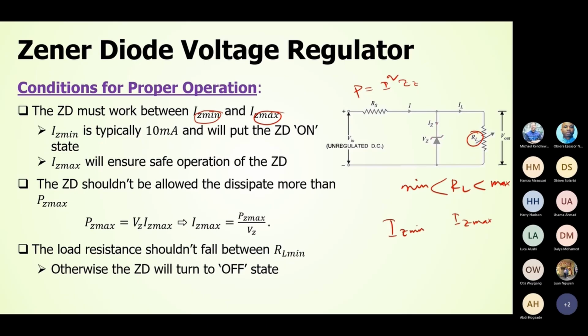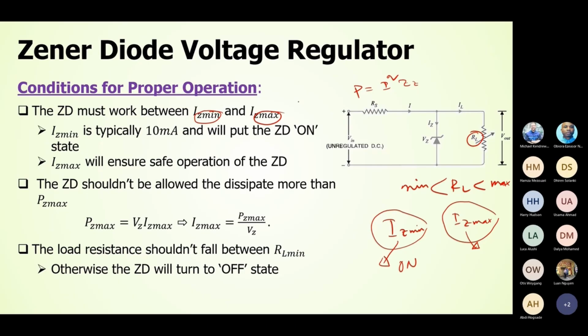So now, if you keep increasing the Zener current, then what will happen? The heat across your Zener diode will also continue to increase, and at some point, this will burn your device. Okay, so there is a safe operating current even for the Zener diode. So your Zener diode also needs to operate between Iz min and Iz max. So Iz min will ensure that the circuit is on, and Iz max will ensure that the circuit is healthy.